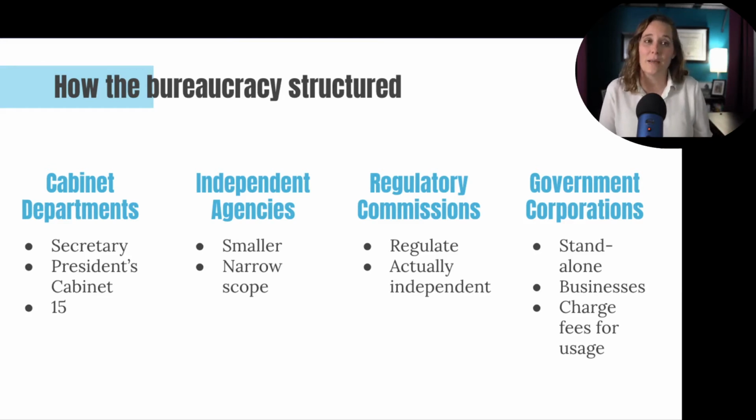Independent agencies resemble cabinet departments, but are much smaller and have a narrower scope of responsibility. While they're called independent, they're not independent of the president. They're independent of a cabinet department. One example of an independent agency is NASA.